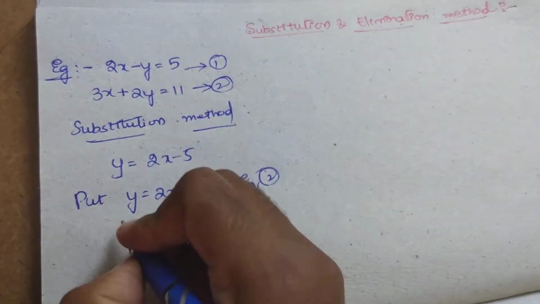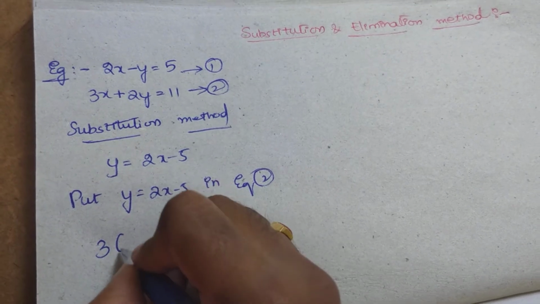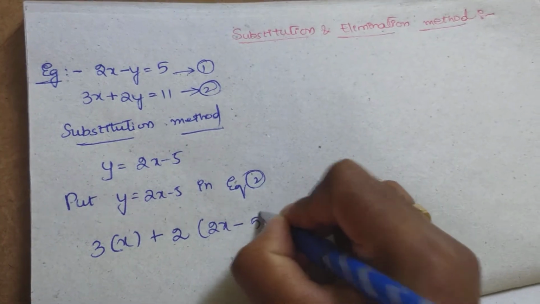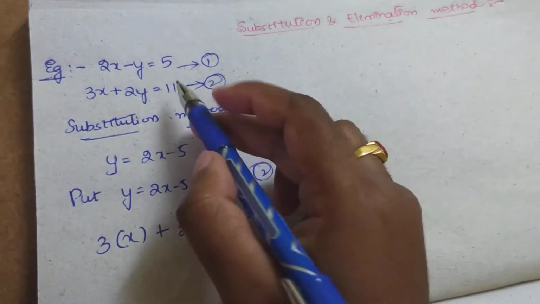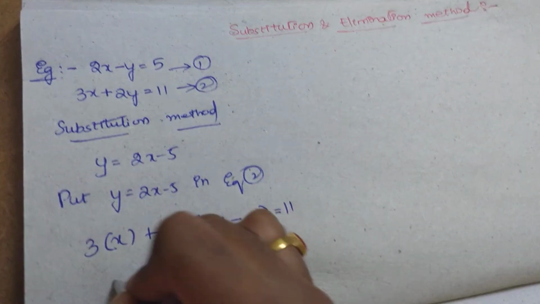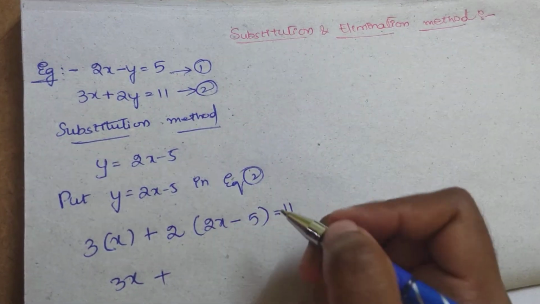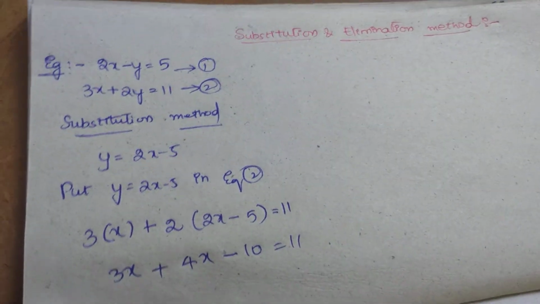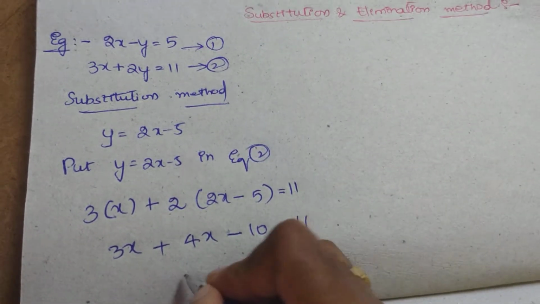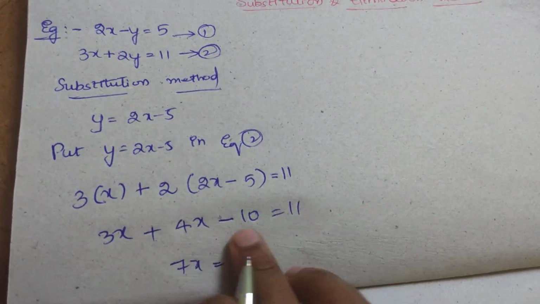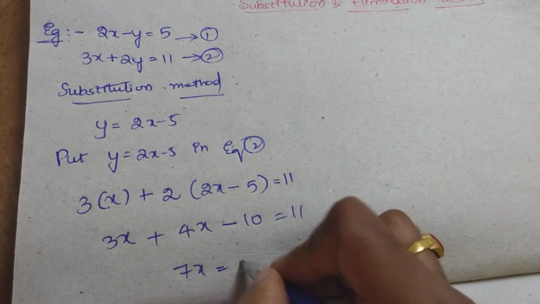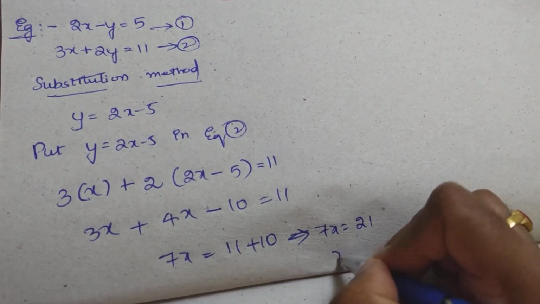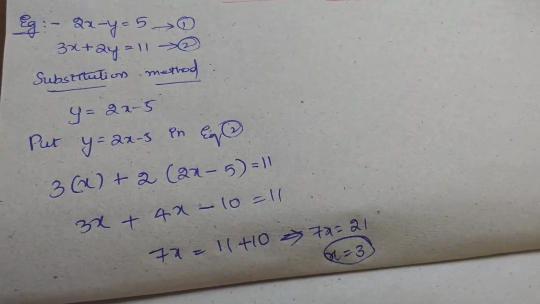When you substitute, 3 into x plus 2 into the y value, 2x minus 5, equals 11. So 3x plus 2 into 2x is 4x, minus 2 into 5 is 10, equals 11. So 3x plus 4x is 7x. Minus 10 goes to the right hand side and becomes plus 10. 11 plus 10 is 21, so 7x equals 21. Then x equals 3.